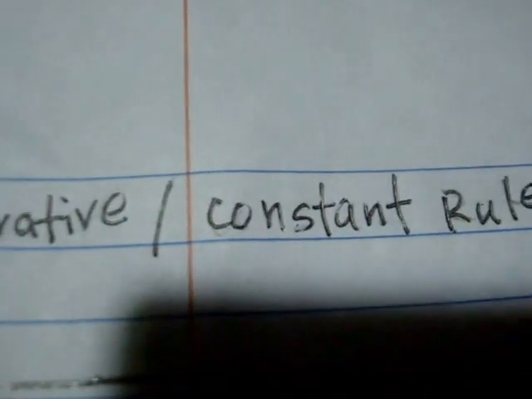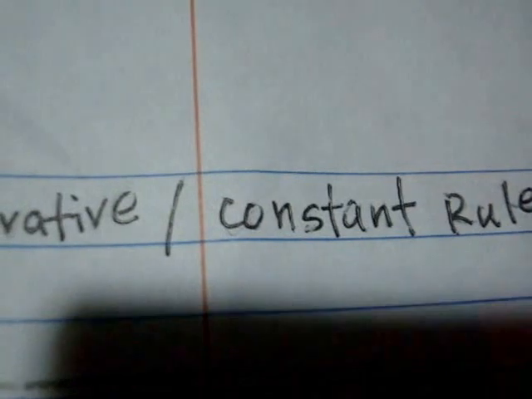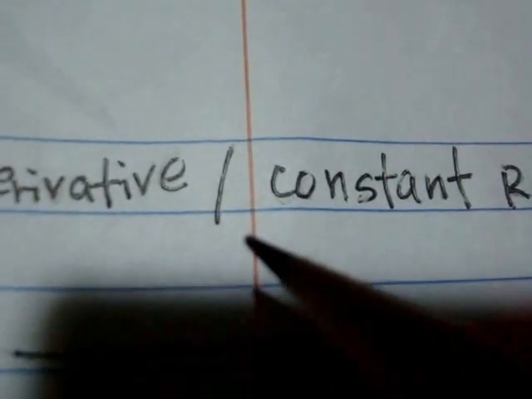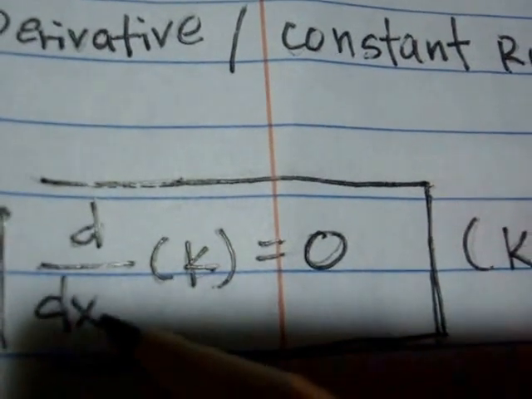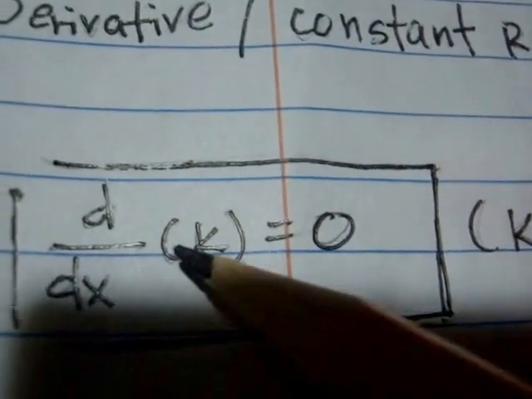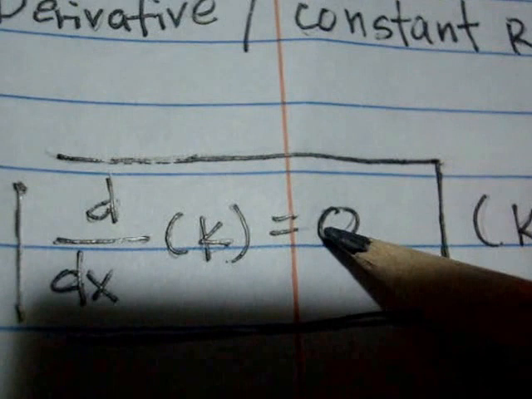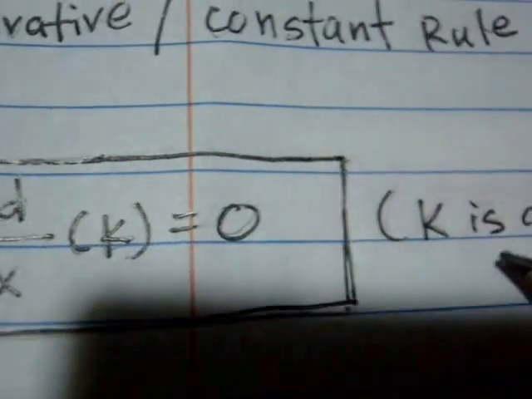Derivative constant rule. The constant rule for derivatives is like this: d divided by dx of k equals 0, where k is a constant number.